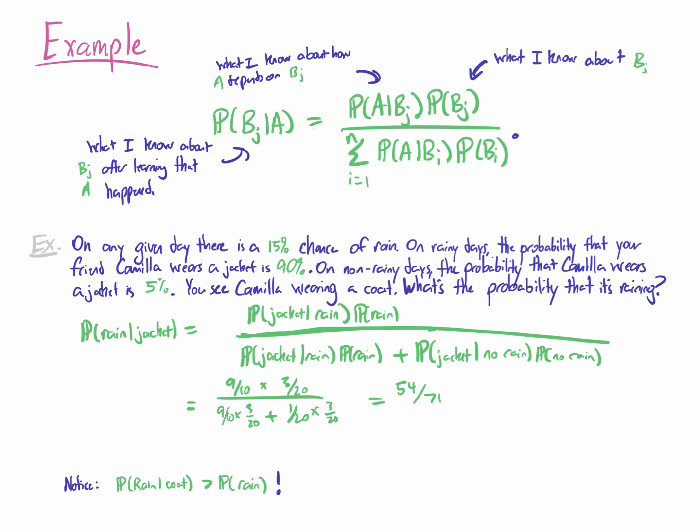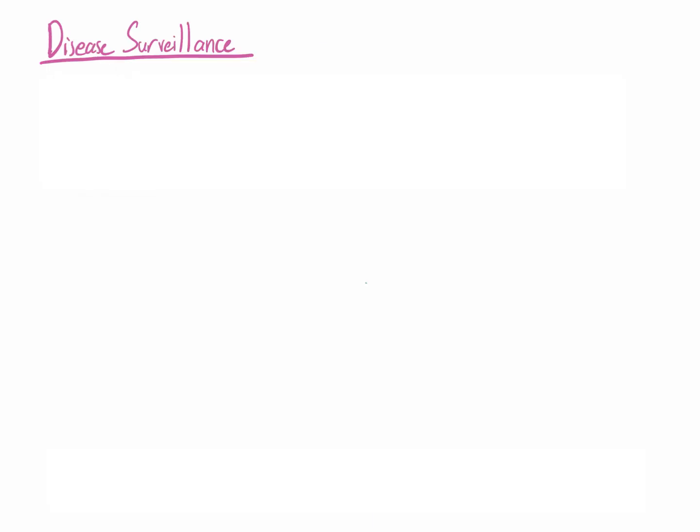So let's do one more example where we apply Bayes' rule to learn how to update prior beliefs from data in order to form posterior beliefs. Many of us have become regrettably more aware of the problem of disease surveillance in the last 4 to 5 years.